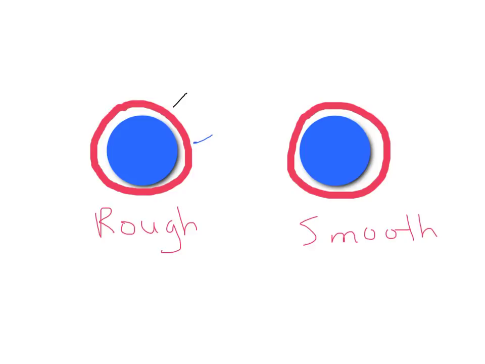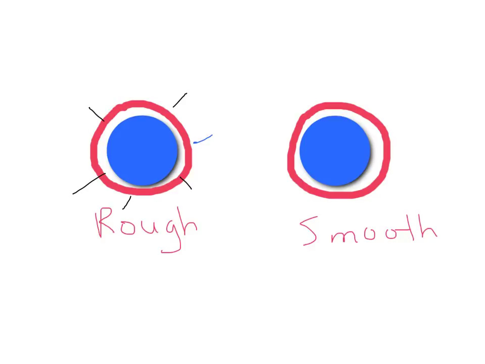Okay. The cell on the left, I'm going to go ahead and make our rough cell, while the cell on the right will be our smooth cell. Okay, so what's the difference between the rough cell and the smooth cell? Well, if you could look at the actual surface of the rough cell's cell wall, you'd see that there are these proteins and carbohydrates that are not found on the smooth cell.